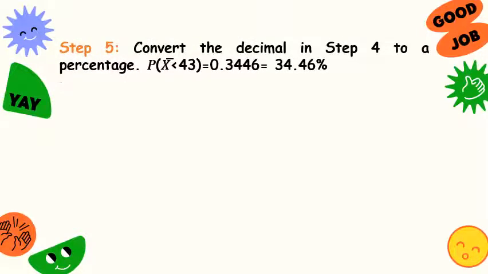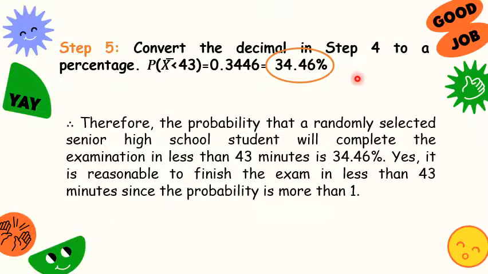Okay, so step 5, convert the decimal in step 4 to a percentage. So, hindi ba yung nakuha natin kanina is yung 0.3446. Ito yun, di ba? So, i-convert lang natin yan into percent, by moving 2 decimal places to the right. Kaya yung 0.3446 ay equivalent to 34.46%. So, therefore, ito na yung ating conclusion. The probability that a randomly selected senior high school student will complete the examination in less than 43 minutes is 34.46%.